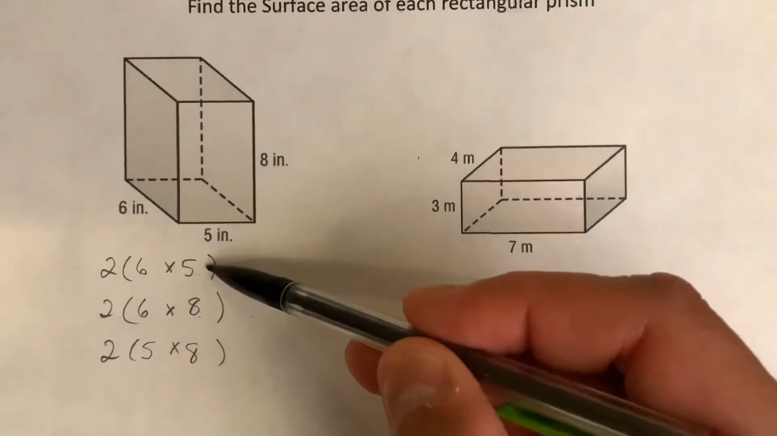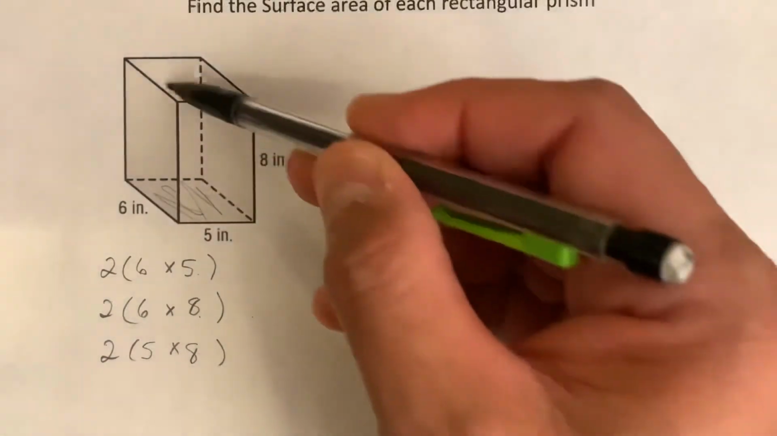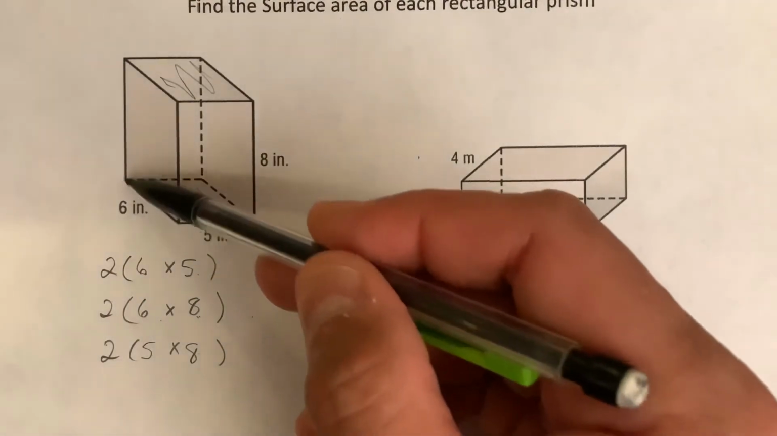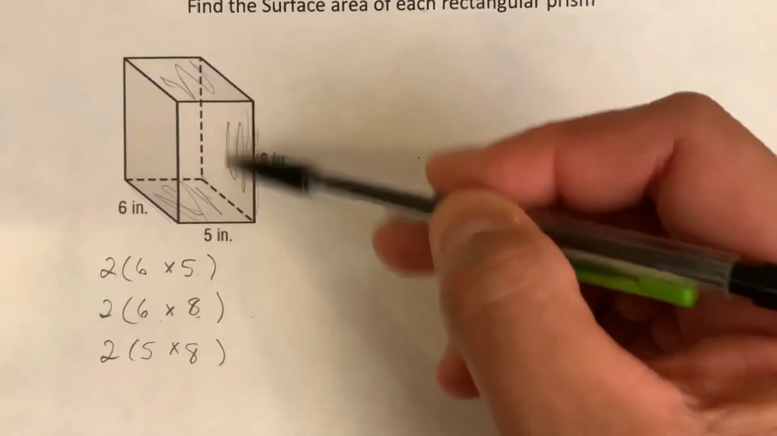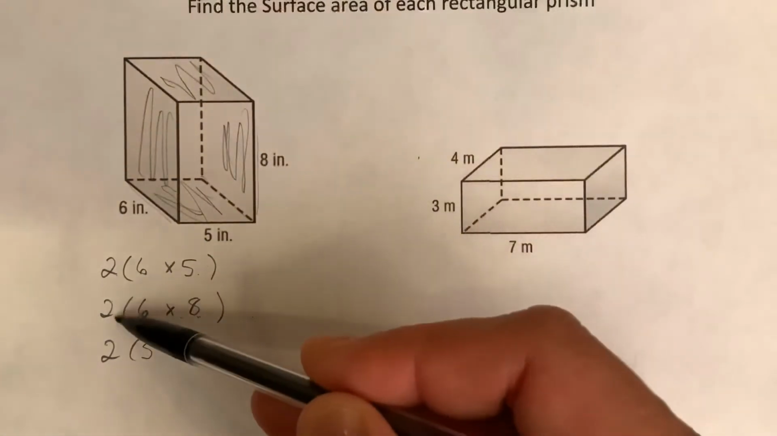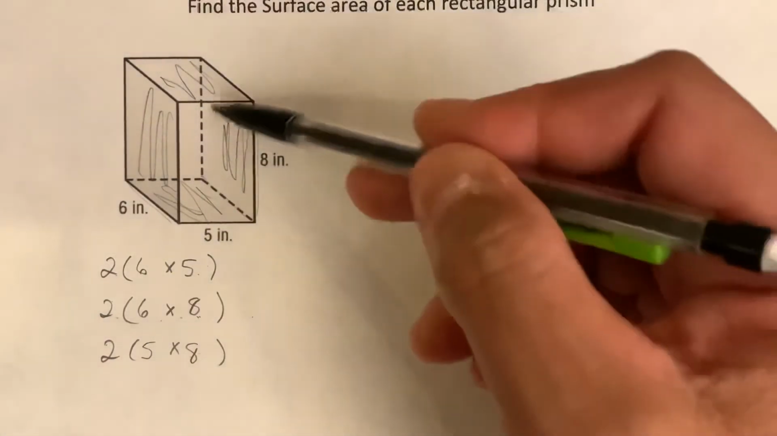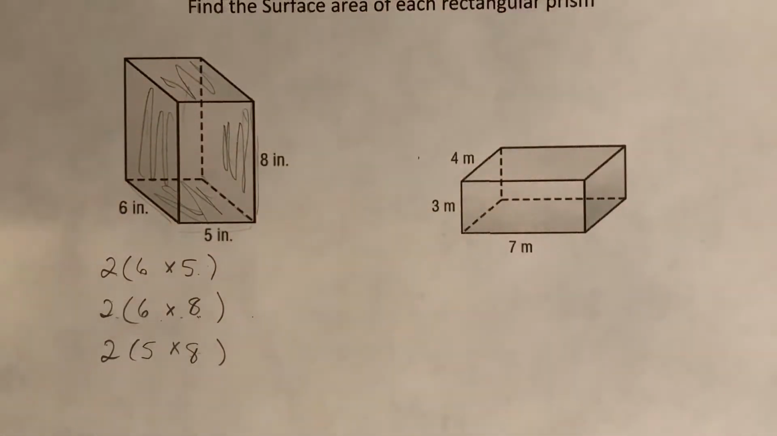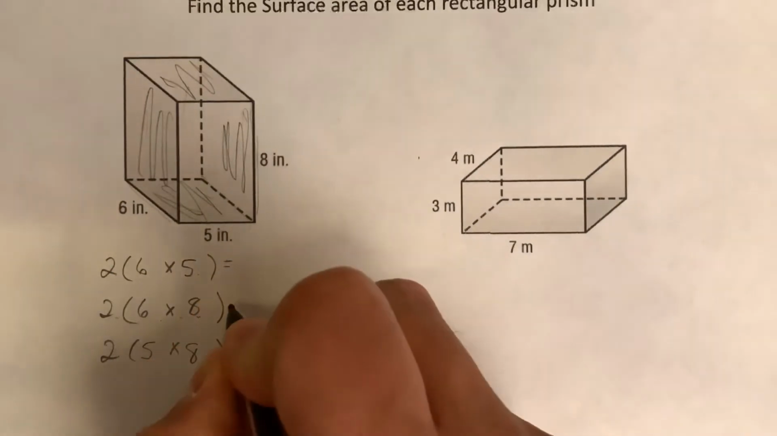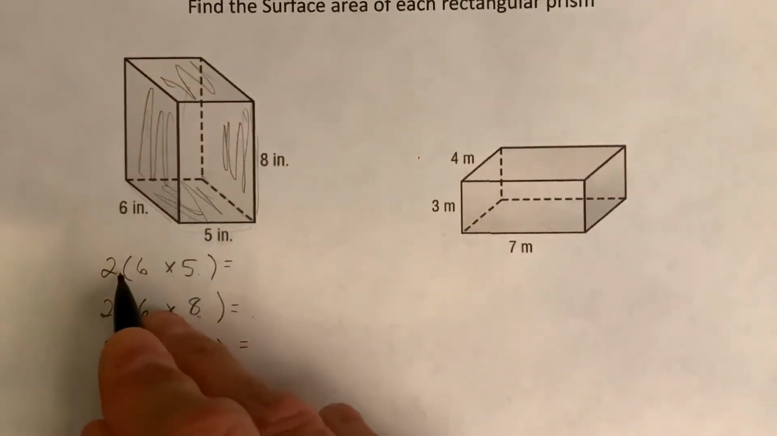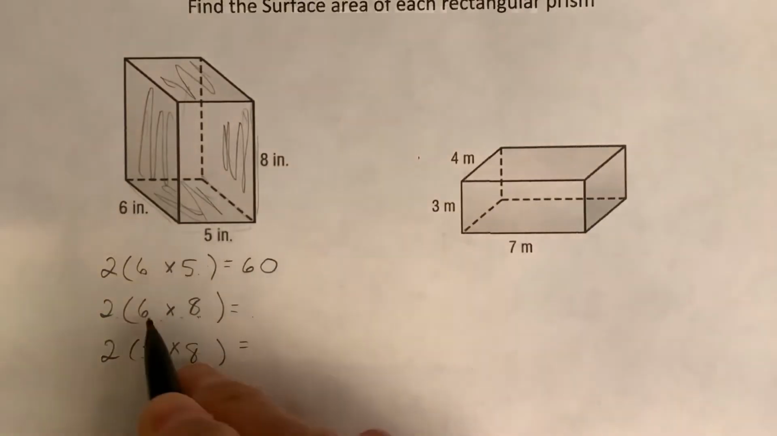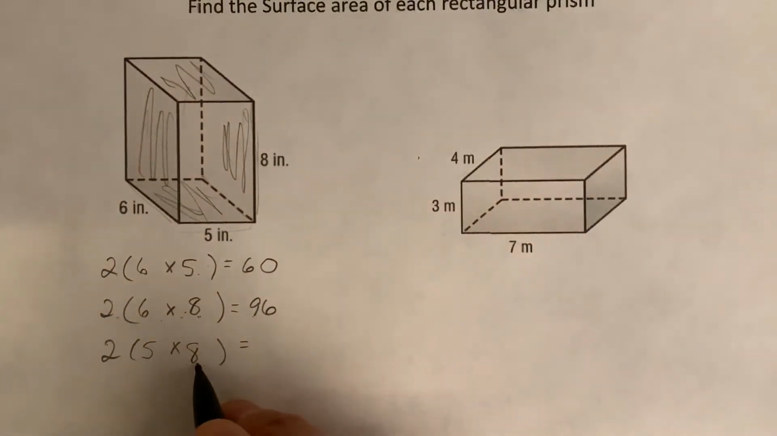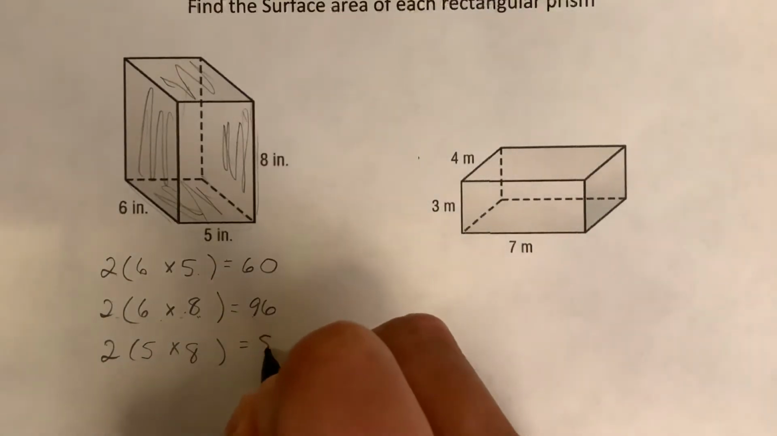Reviewing this, 6 times 5 is the bottom and the top. There's 2 of them. 6 times 8 is this bottom here times this, so it's the side. And there's 2 of them. And then 5 times 8 is this front one and the back one. 5 times 8, and that's 2 of those. So let's go ahead and multiply those out. 6 times 5 is 30, times 2 is 60. 6 times 8 is 48, times 2 is 96. 5 times 8 is 40, times 2 is 80.